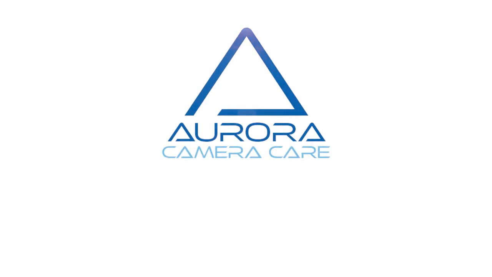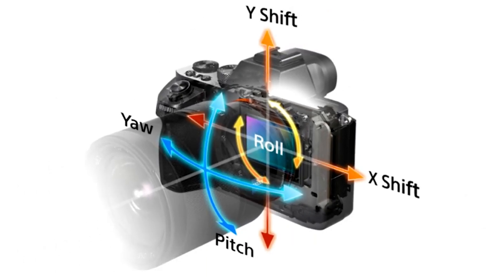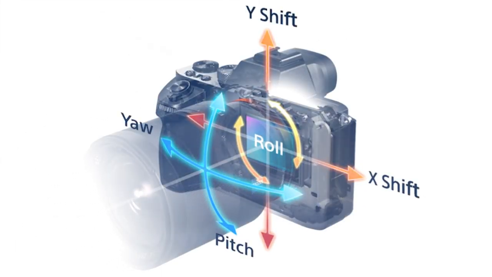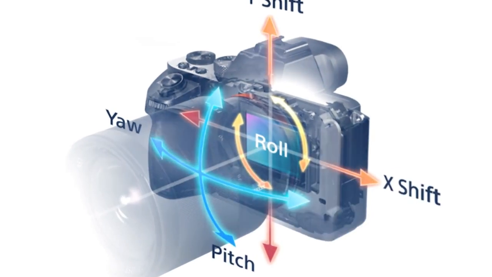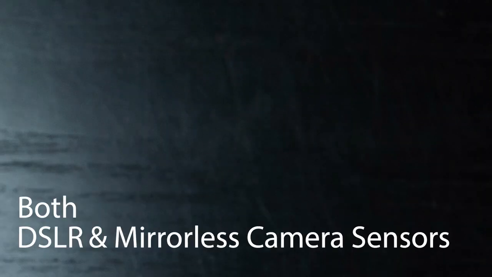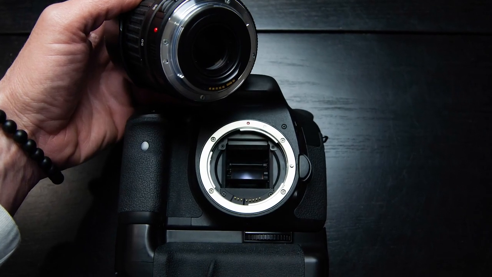Aurora Camera Care. Blurry, hazy, spot-filled photos may be caused by a dirty camera sensor. The introduction of in-body image stabilization and other high-performance electronics have created more and more static charge, causing camera sensors to become dust and lint magnets. Both DSLR and mirrorless camera sensors are subject to dust and debris every time we change our lenses.